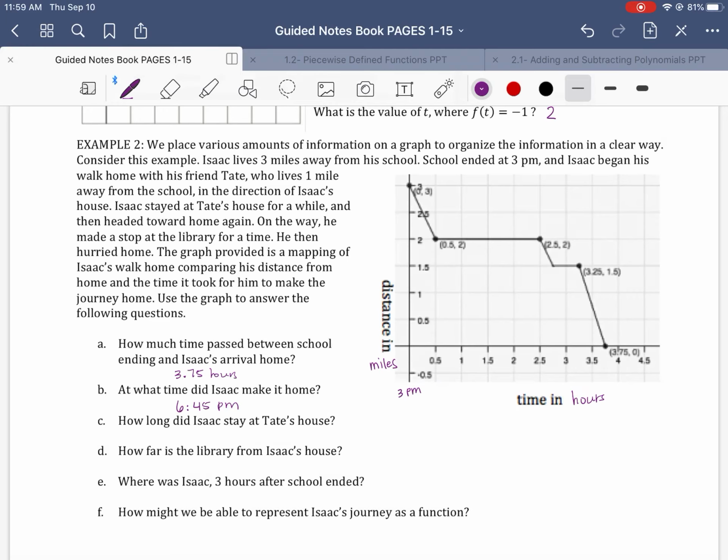Okay. And then again, if we're looking at what's happening here, this is when he's hanging out at his buddy's house. He's at Tate's house for a little while, so he didn't actually get closer to home. And then later he goes to the library, so I'm going to write that on there. C asks, how long did Isaac stay at Tate's house? Well, it looks like he got there right here, and then he left here. So we're going from here to here. There's 1 hour. There's 2 hours, so it looks like he stayed at his house for 2 hours.